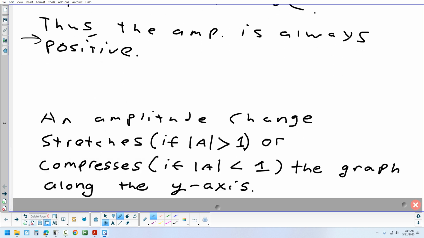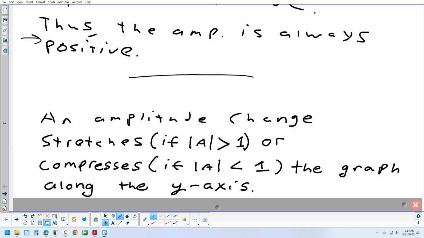So there's 2 different things that can happen with the amplitude. You can either stretch it and it gets bigger, or you can compress it and it gets smaller. If the number that you multiply by in front has an absolute value greater than 1, so numbers like 2, 5, 7.8, -12, any of the numbers that I just said will cause the graph to stretch.